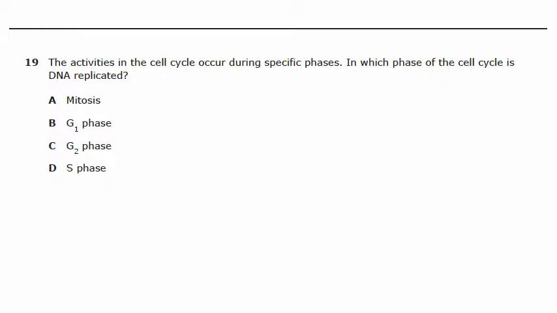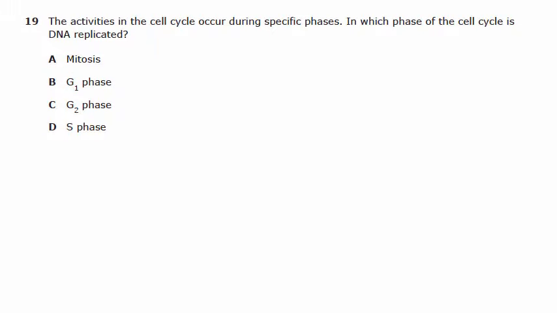Number 19. The activities in the cell cycle occur during different phases. In which phase of the cell cycle is DNA replicated? A. Mitosis. B. G1 phase. C. G2 phase. D. S phase.